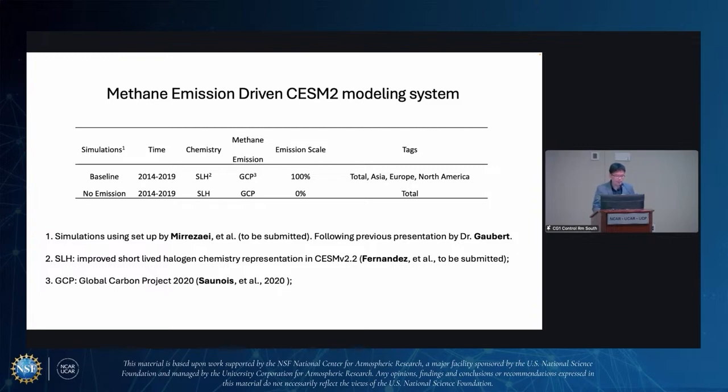All those simulations are using the setup by Marizai et al. This study is following the previous presentation by Dr. Gaubert. The LCLH chemistry is based on the work of Dr. Fernandez, and the GCP data is the work of the team of Dr. Sanos.